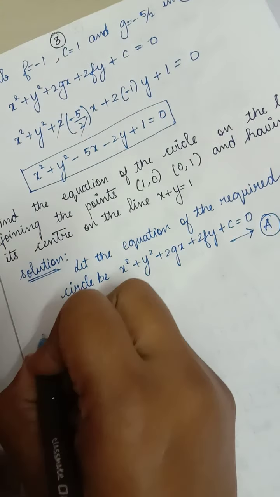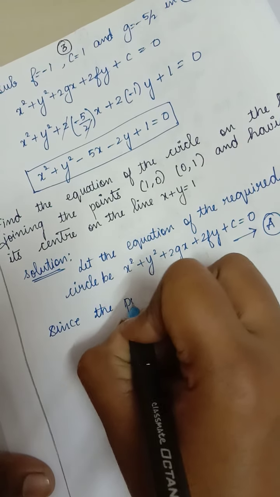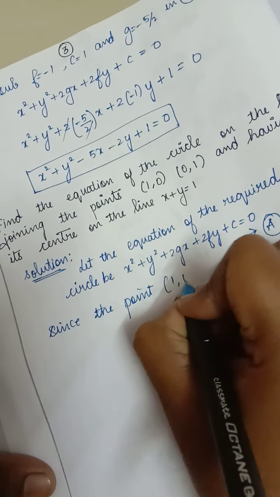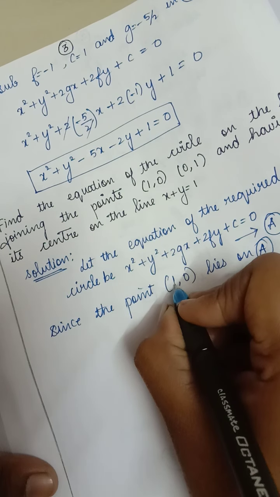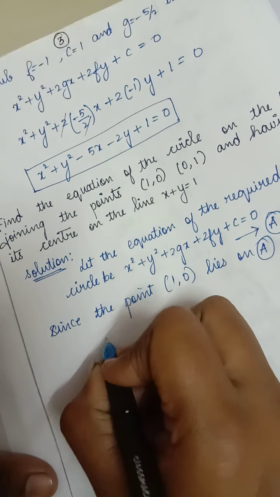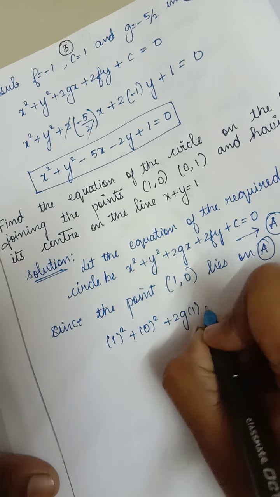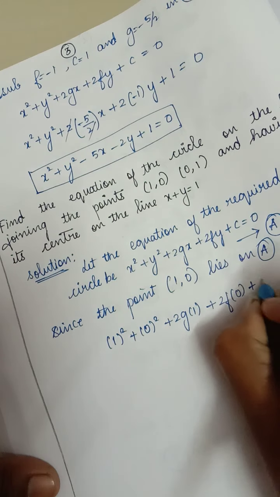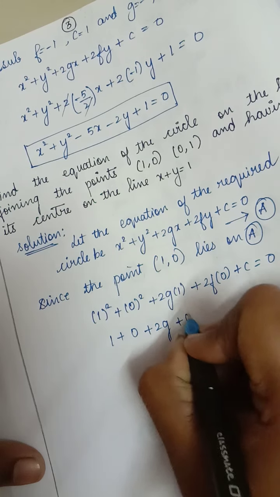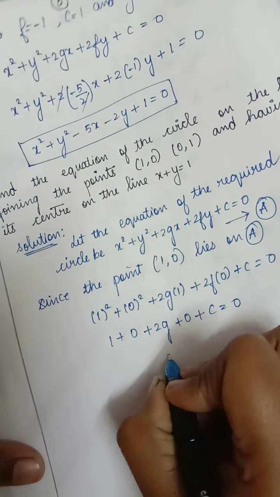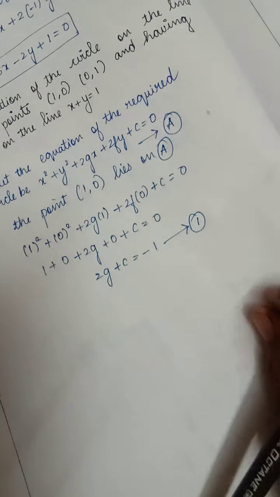So we are going to substitute now. Since the point (1, 0) lies on A, 1 is x and 0 is y. So 1 square plus 0 square plus 2g into 1 plus 2f into 0 plus c is equal to 0. So 1 plus 0 plus 2g plus 0 plus c equal to 0. Then 2g plus c is equal to -1. So let this be equation 1.